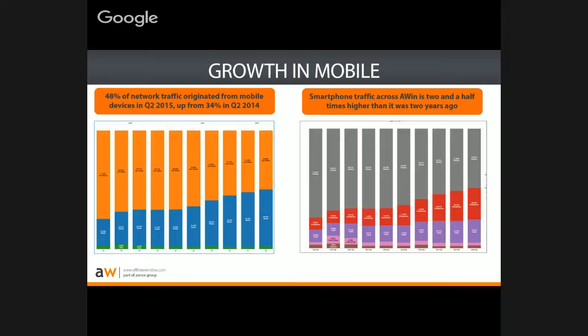Also, another interesting takeaway is that smartphone traffic, so just phone traffic across Affiliate Window, is now 2.5 times higher than it was 2 years ago. And again, it highlights the significant growth in the way users are accessing our links and the way users are accessing publisher sites, because traffic for us is click-throughs from publisher sites. So much of the traffic that we are seeing is now accessed via a mobile device, via a smartphone or a tablet, and that's really something for our publishers to take away as much as it is for us.